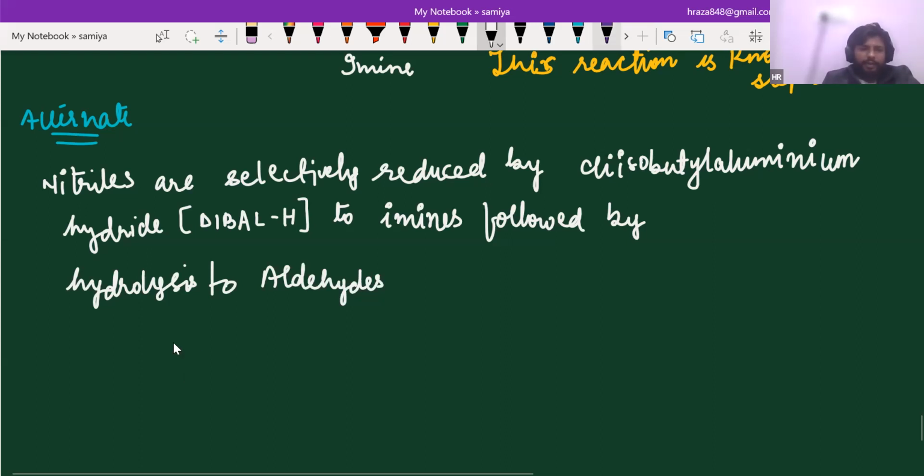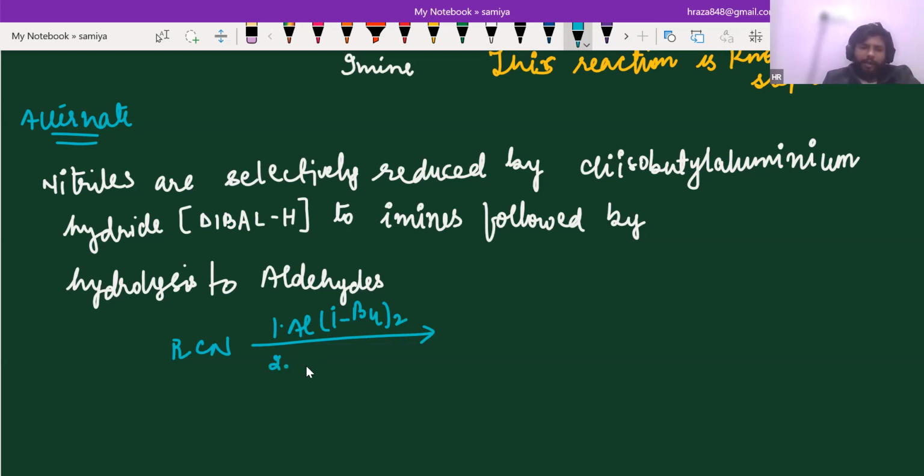As you can see the reaction, we are going to use RCN, this is nitriles, and if you are going to use Al, that is aluminum, and this is isobutyl, and it is twice. So double H it is, and then followed by hydrolysis, you will directly get RCHO, that is aldehyde.